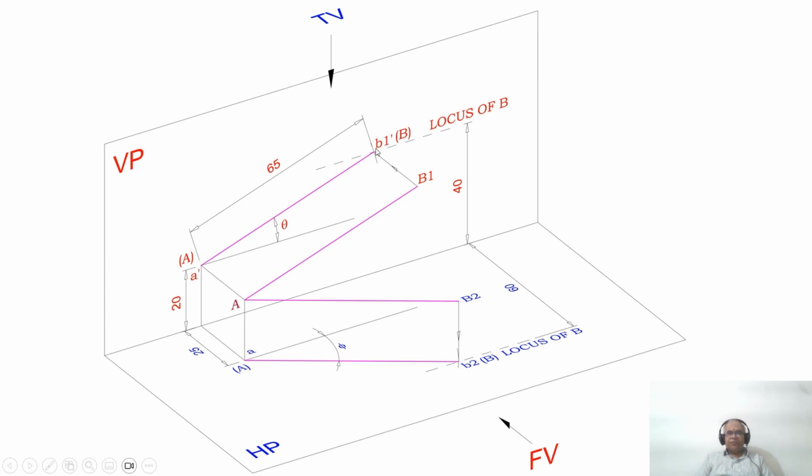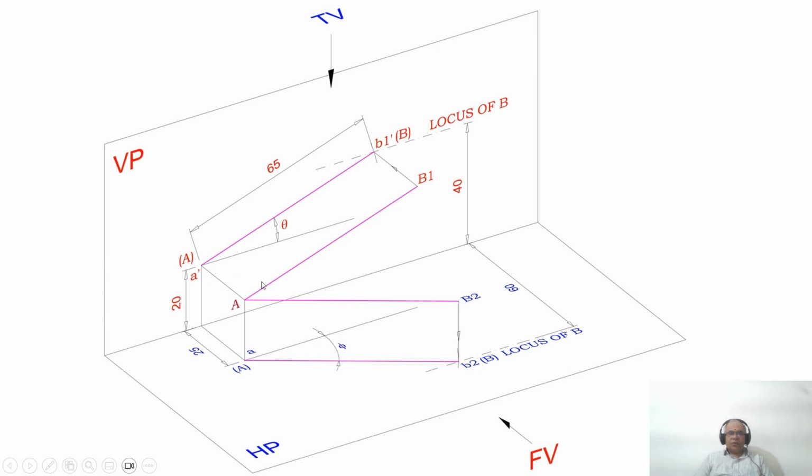Similarly, when you look from the top view, you can see the distance, which is 25 mm, is in front of VP. So now the line is parallel to VP. Since it is parallel to VP, I can get the true length in VP. What is the length of the true length? The length of the true length is 65.